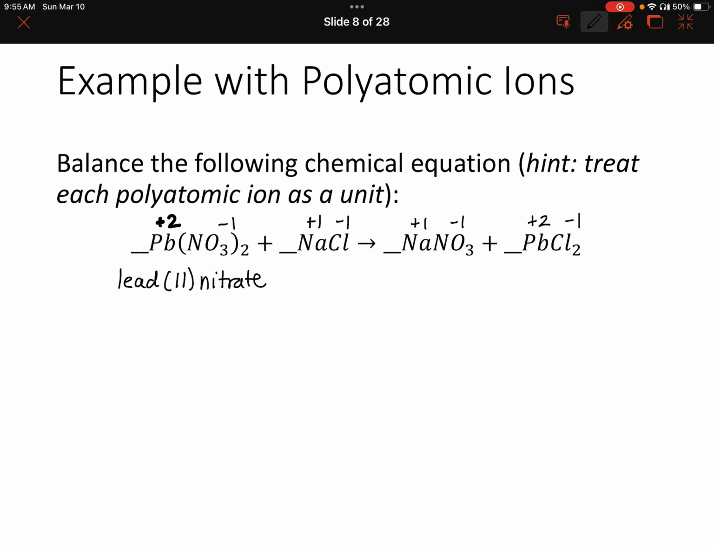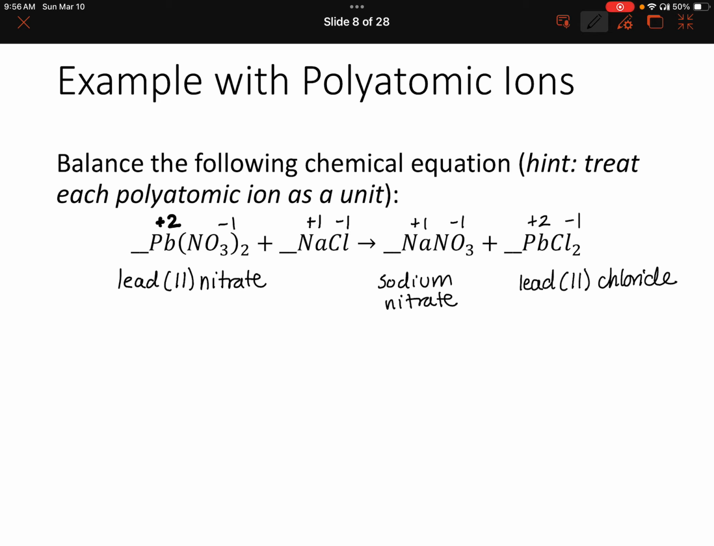So this last set of molecules, ionic compounds, let's name these. So we have sodium nitrate and lead(II) chloride. So remember, lead is one of those ions that can have multiple charges. So we do have to list the charge in Roman numerals and in parentheses to indicate what the charge is.